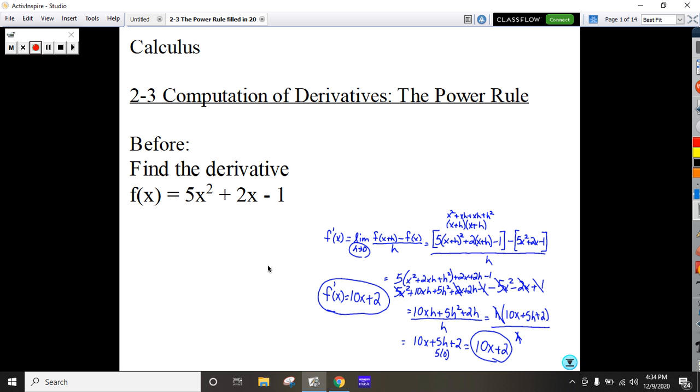So eventually enough people started doing this over and over, and so they started to notice a pattern with what was originally in the equation and what turned out in our derivative. So what they started to notice is if you took the exponent times the number in front and then subtracted 1 from the exponent, we end up with the first part of our derivative. So 2 times 5 is 10, and then we just have x to the first power.